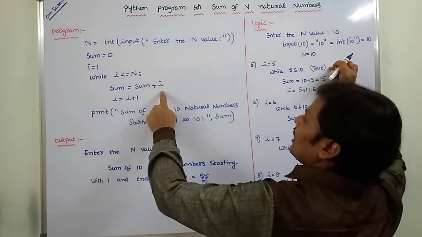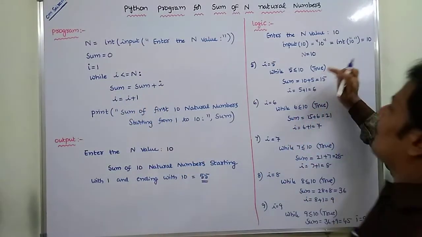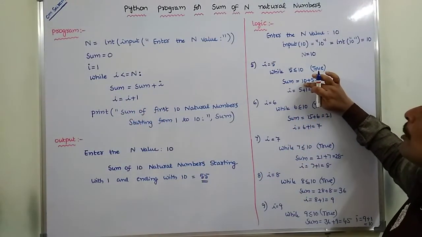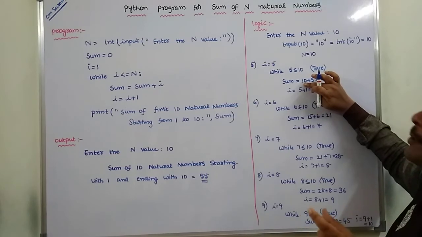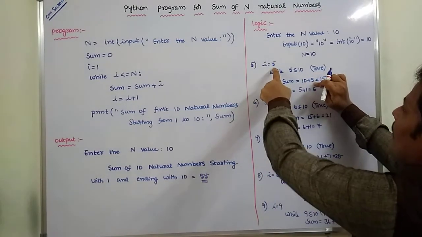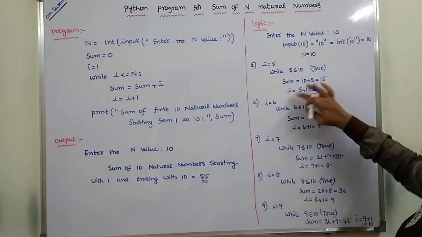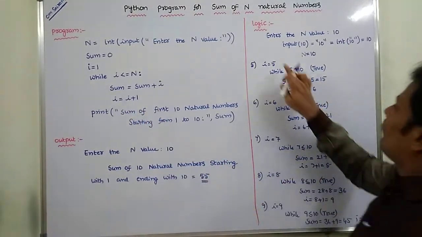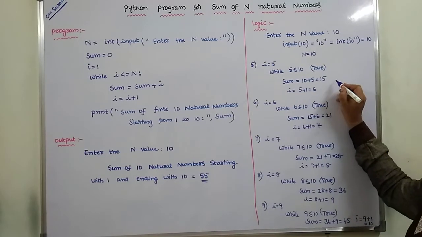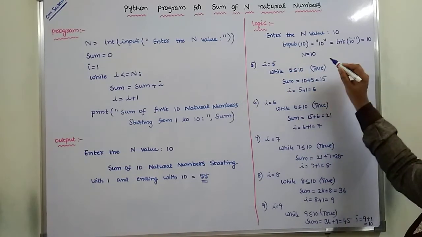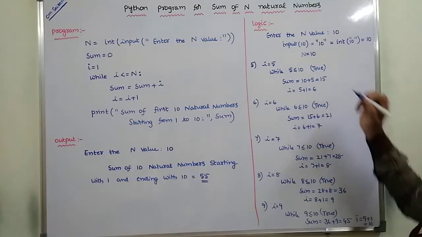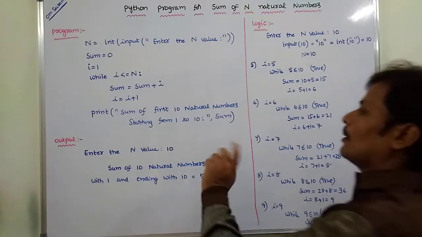In that, two statements are there. Sum is equal to sum plus I. In the previous step, sum value is 10, plus I value 5. 10 plus 5 is equal to 15. Next, I is equal to I plus 1. 5 plus 1 is equal to 6. After completing the fifth iteration, sum is equal to 15 and I value is equal to 6.